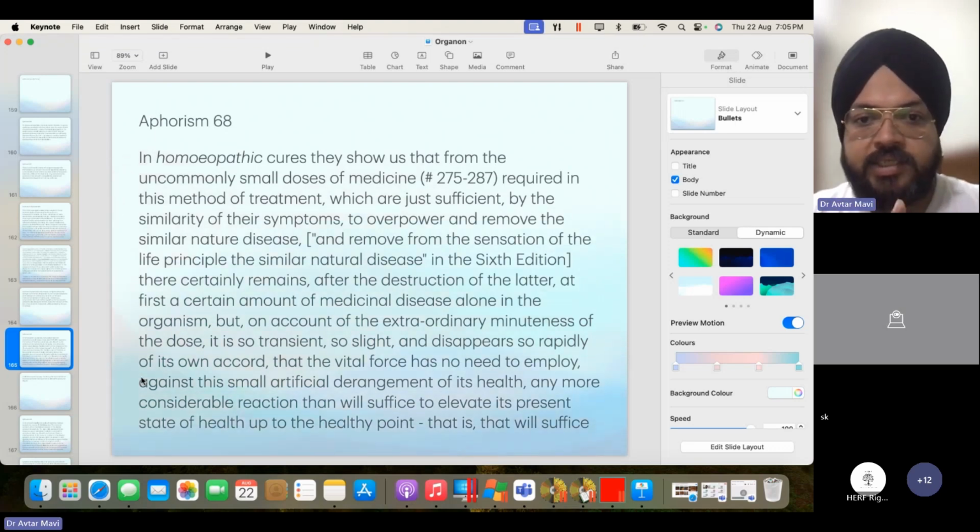There certainly remains, after the destruction of the latter, at first a certain amount of medicinal disease alone in the organism, but on account of the extraordinary minuteness of the dose, it is so transient, so slight, and disappears so rapidly of its own accord that the vital force has no need to employ against this small artificial derangement of its health any more considerable reaction than will suffice to elevate its present state of health up to the healthy one.